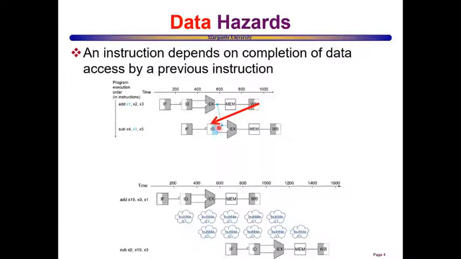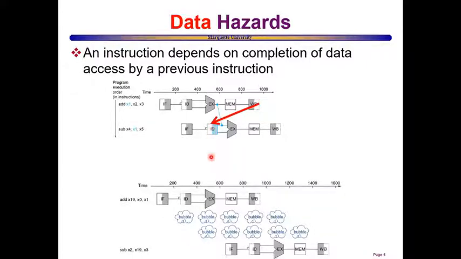So if we were to operate the pipeline this way, the second instruction, the subtract instruction, would read the previous, most likely wrong value of the register X1. So this is what's called the data hazard.